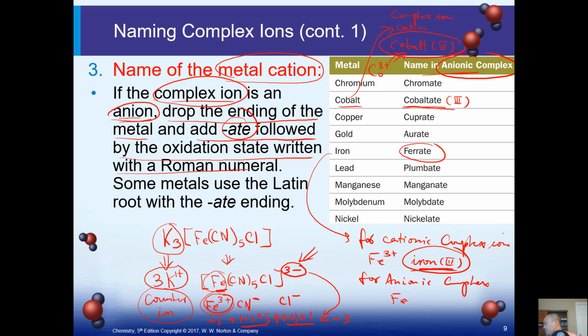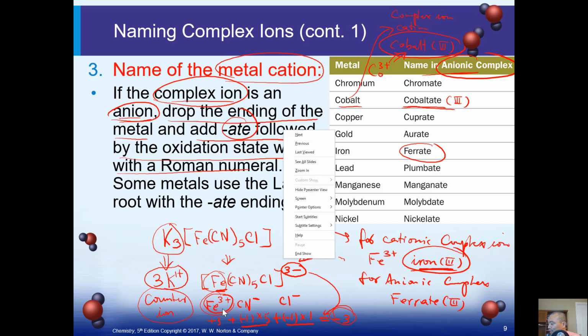So ferrate, indicating this complex ion is an anion, so we call this ferrate 3. For this reason, if we put all of this together, this is anionic because this is an anion for the complex ion. So when we put everything together, let's do this one more time. Let me now follow this step by step.